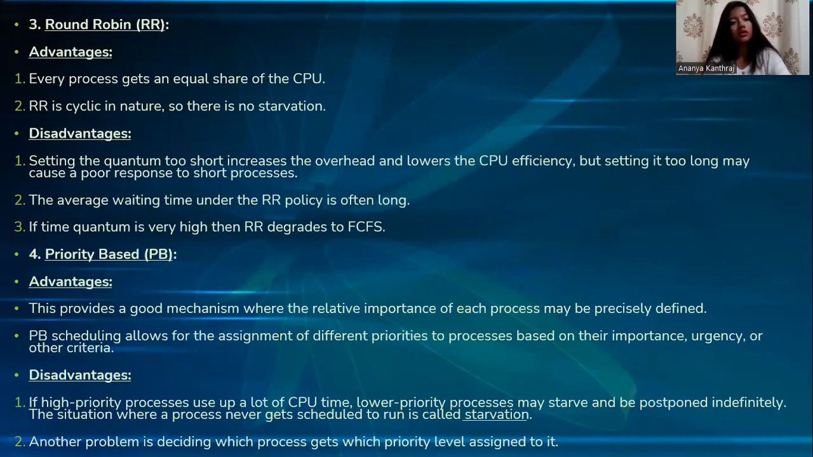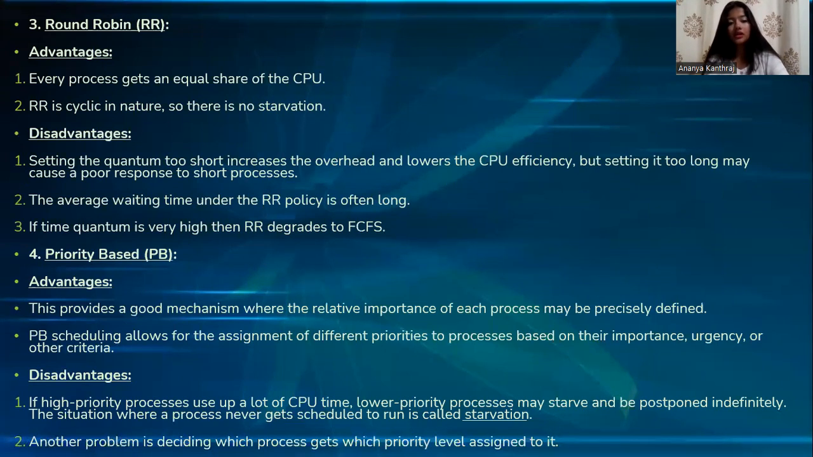Next is the round-robin scheduling algorithm. The advantage is that every process gets an equal share of the CPU, and round-robin is cyclic in nature, so there is no starvation. The disadvantage is that if the quantum is set too short, it increases the overhead and lowers the CPU efficiency, but if it is set too long, it may cause a poor response to short processes. The average waiting time under the round-robin policy is often long, and if the time quantum is very high, then round-robin degrades to the first come first serve scheduling algorithm.